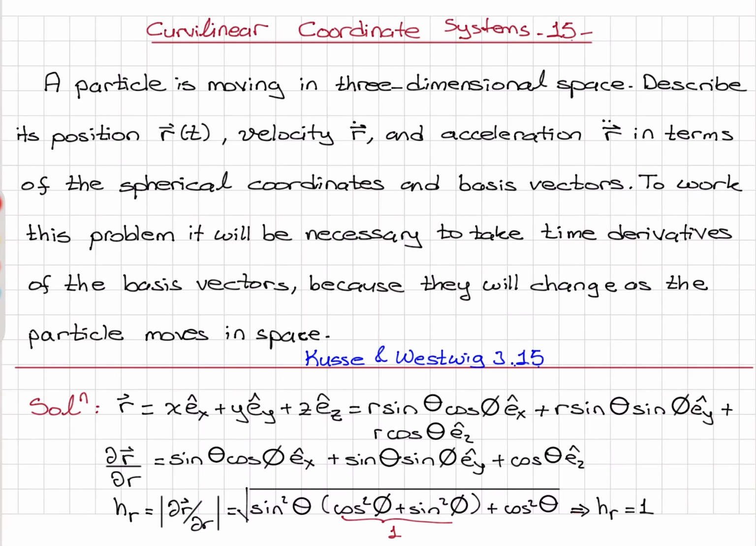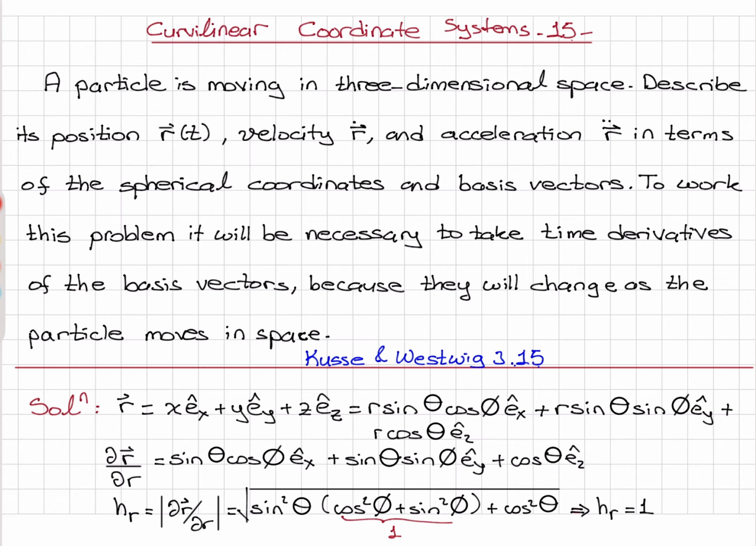Curvilinear coordinate systems, problem 15. A particle is moving in three-dimensional space. Describe its position r of t, velocity r dot, and acceleration r double dot in terms of the spherical coordinates and basis vectors. To work this problem, it will be necessary to take time derivatives of the basis vectors because they will change as the particle moves in space.